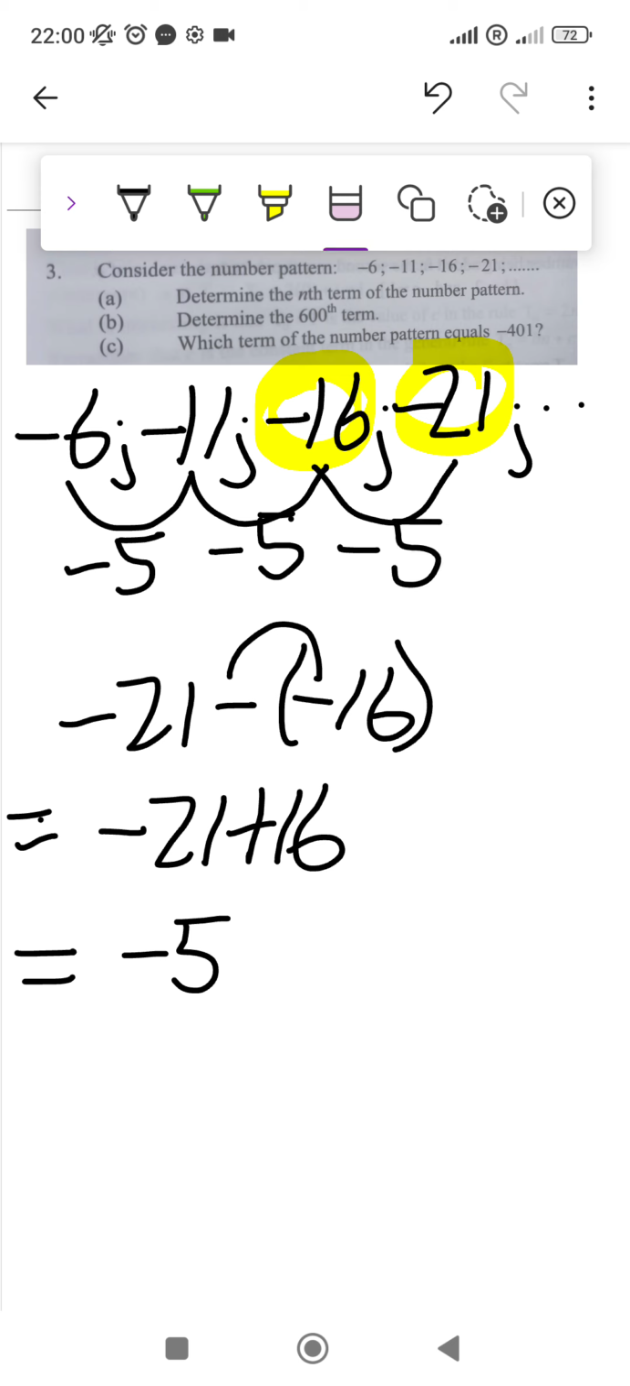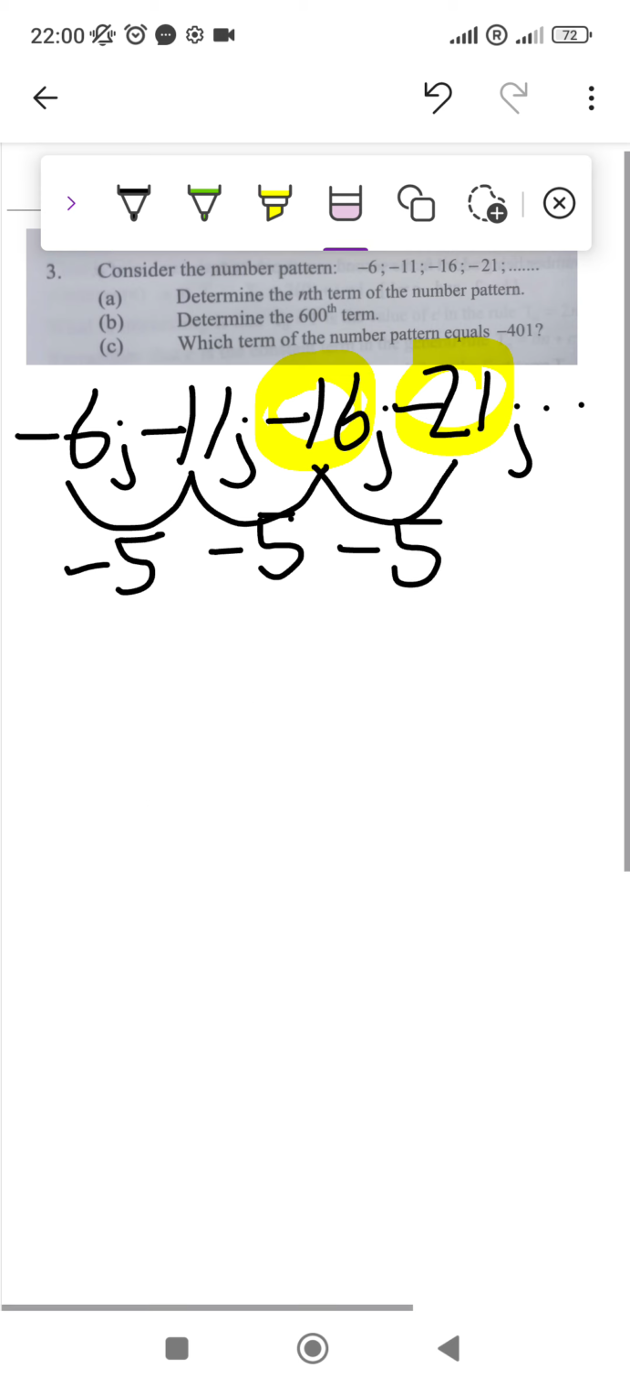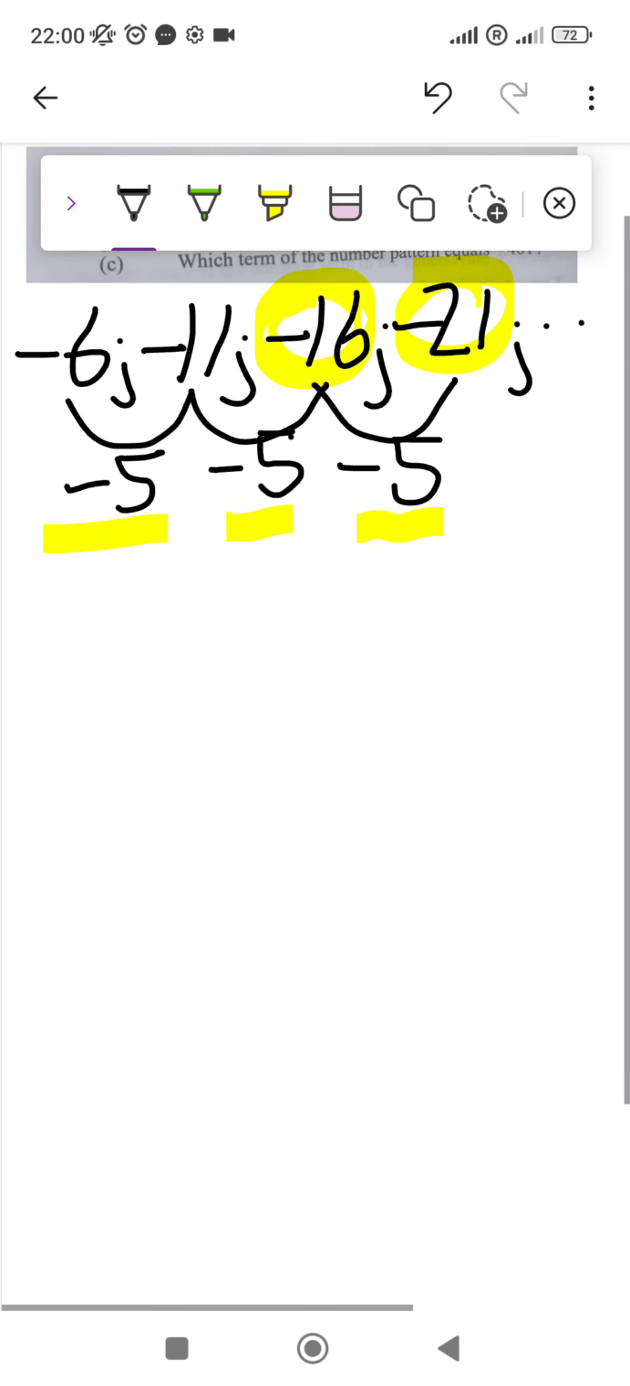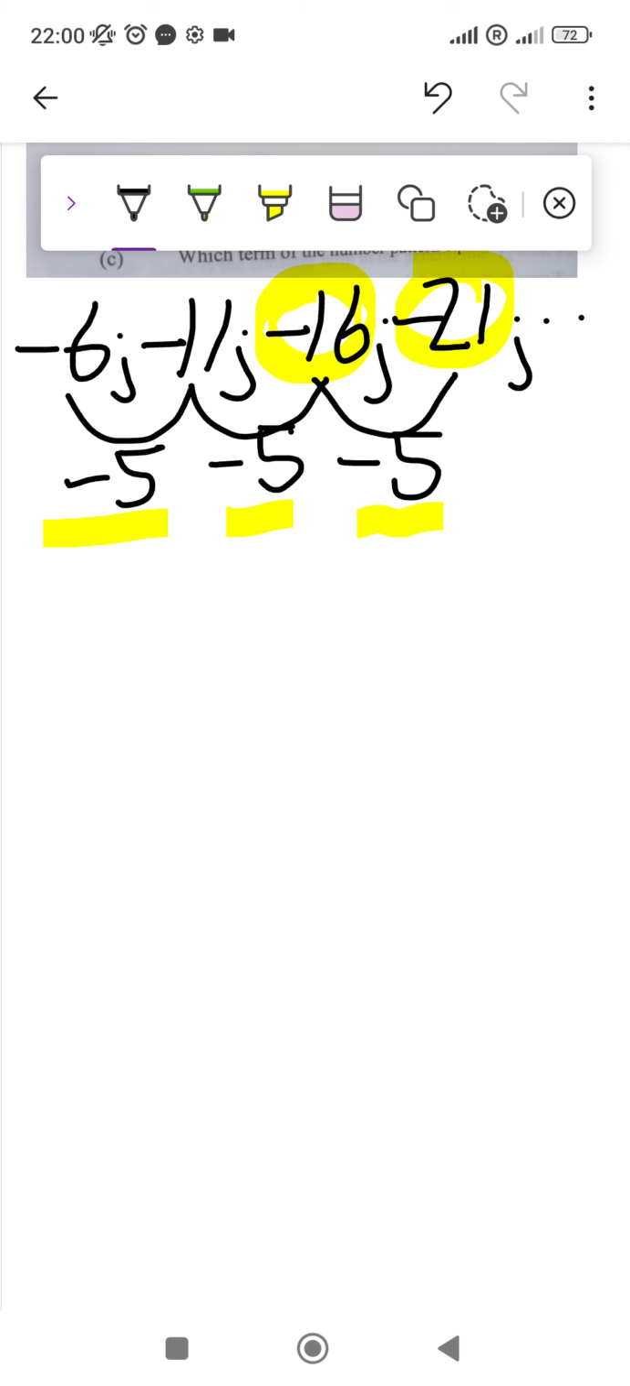Okay, so we found a difference between each of our terms, and we noticed that it's constant. So we found this is -5, this is -5, this is -5. Constant is the same. So our difference is constant. Because our difference is constant, we know that this is an arithmetic number pattern. We know that it is a linear number pattern. When we say arithmetic number pattern, we are saying that there is a first constant difference, which is what we see over there. The difference between each of my consecutive terms is the same. That's what we mean when we say that there is a first constant difference.